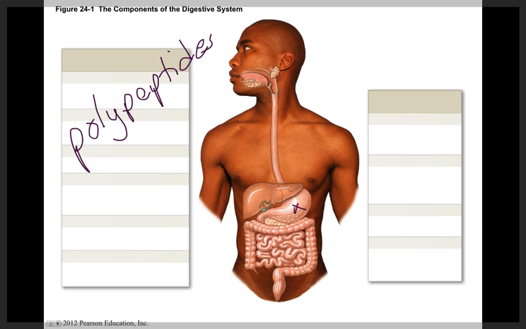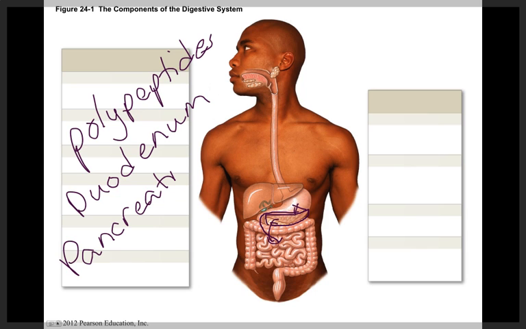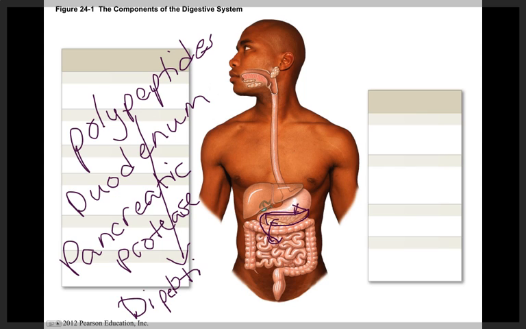Those polypeptides are going to continue to get broken down in the small intestine, in the duodenum, because in the duodenum we have, again, this pancreas, this great organ here. It's going to secrete more pancreatic enzymes, and this time the pancreatic enzyme is called pancreatic protease. Proteases break down proteins. Okay, and the pancreatic protease breaks these polypeptides down into even smaller dipeptides. Dipeptides. Okay, so now in the duodenum we have dipeptides.